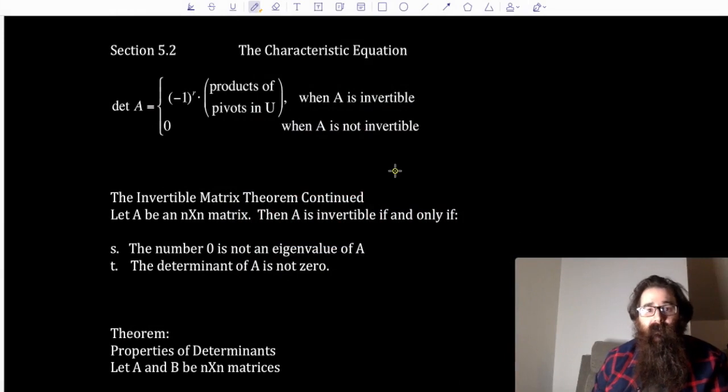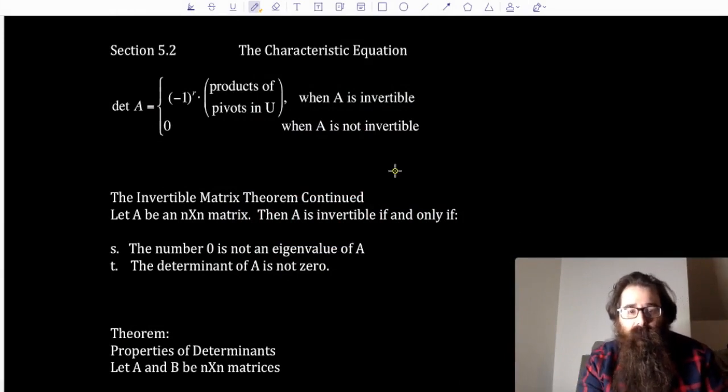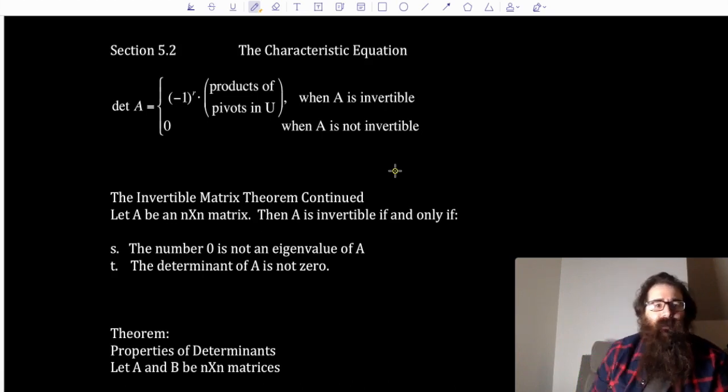Hey, today we're going to take a look at section 5.2. We're going to talk about the characteristic equation for linear algebra. Just a few ideas to start with. Some information we had before about the determinant of the matrix A: that'd be (-1)^r times the product of the pivots in the matrix U when we've reduced, when A is invertible. Otherwise, the determinant is 0 when A is not invertible.